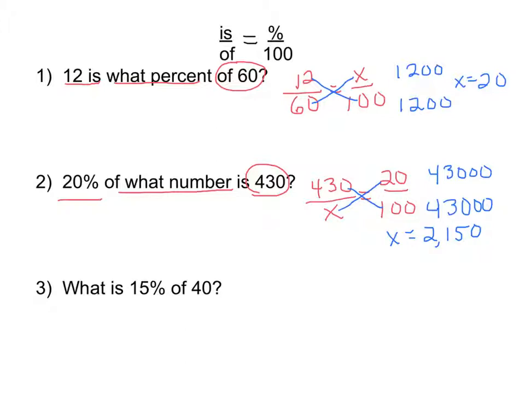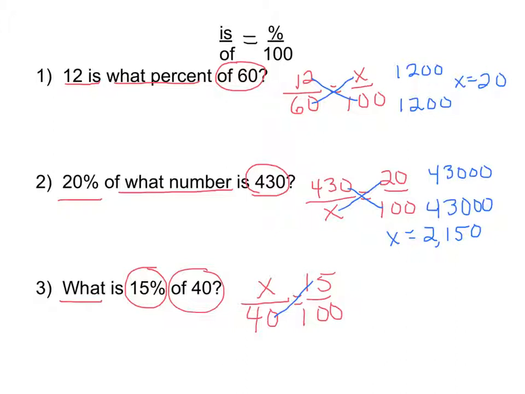My third problem is, what is 15% of 40? In this particular case, I don't know what my is because that is saying what is. My of is 40, so I'm going to have x over 40 is equal to 15% is associated with the 100, so now I've set up my proportion. When I solve this, 15 times 40 does give me 600, so I know 100 times x also has to give me 600, so in this particular case, the answer is 6. So 15% of 40 is equal to 6.